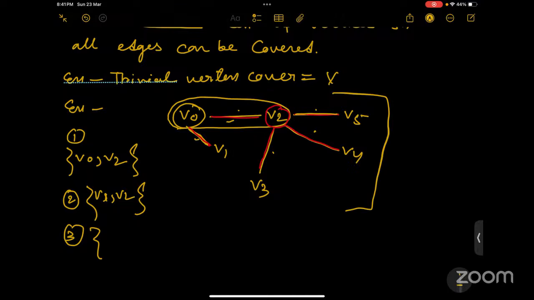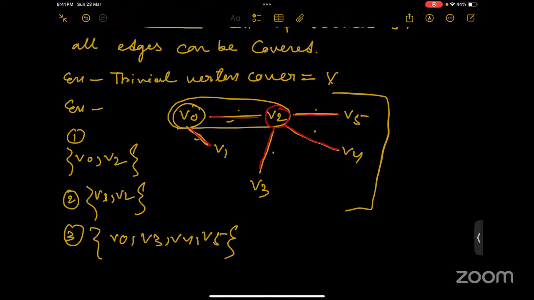So here, suppose I don't take V2, then there is another possibility, right? We can also consider V0, V3, V4 and V5. This will be another vertex cover, right? Is it clear for all of you?